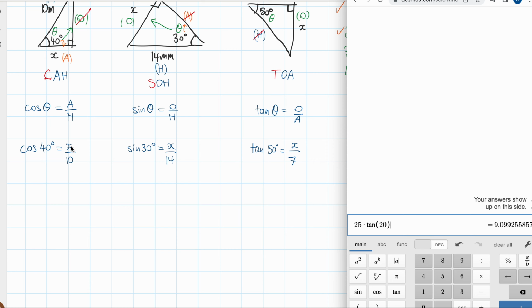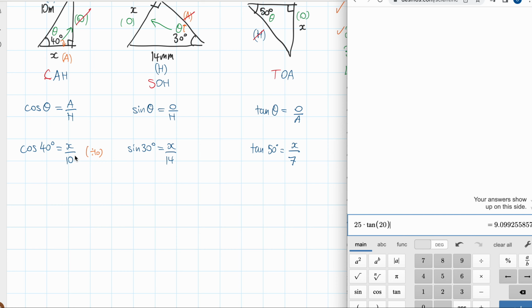We want to get x by itself. Now x is currently being divided by 10. So how do we get rid of a divide by 10? We do the opposite. We times by 10. I'm going to change that to orange because that's what I've been doing those comments in.